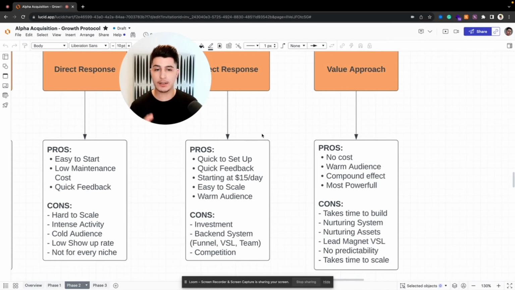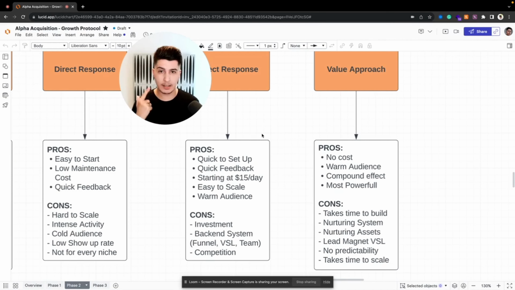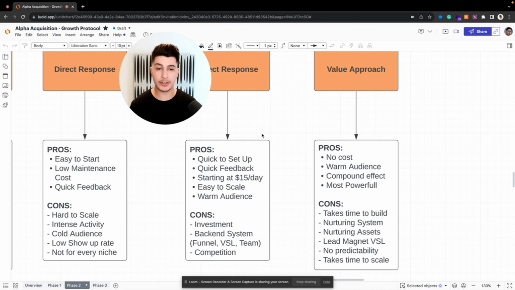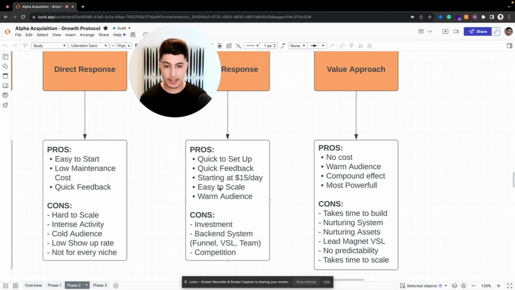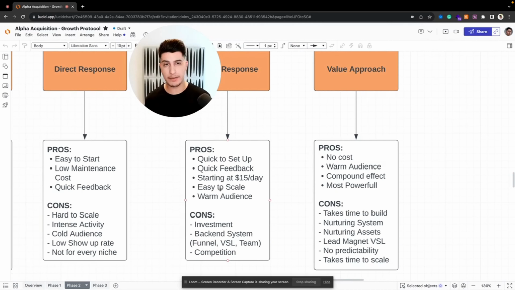And for ads, quick to set up, at least for us, of course, depends on how knowledgeable you are about advertising. Quick feedback, it doesn't get quicker than this. It's very scalable and easy to scale as long as you have the funds and the financials. You can start at $15 a day. Think about it, $15 a day. And you will be targeting warm audiences because you have behavior targeting, interest-based targeting, lookalikes. You have a lot of things that you can do with this.